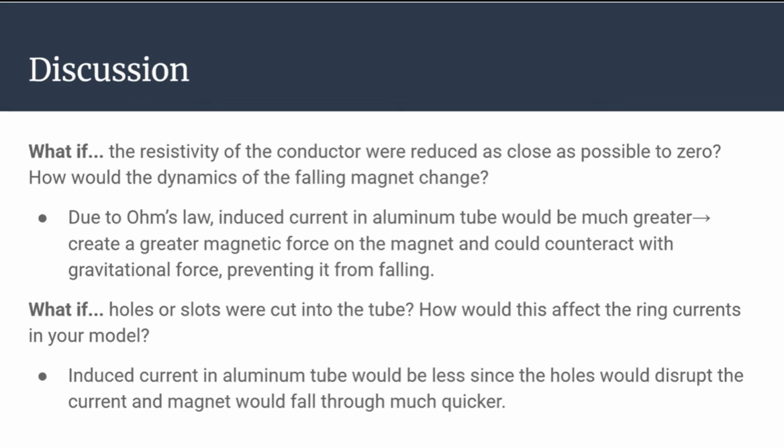And what if holes or slots were cut in the tube? How would this affect the ring currents in your model? So induced current in an aluminum tube would be less if the holes would disrupt the current, and the magnet would fall through that much quicker.